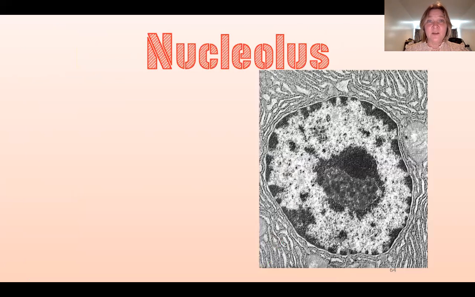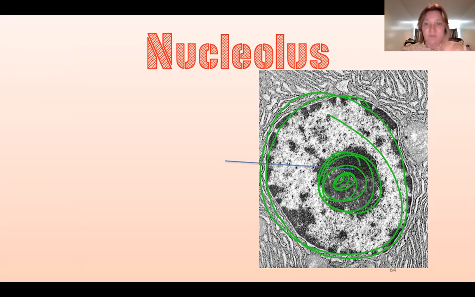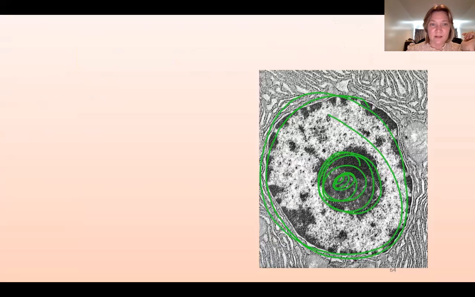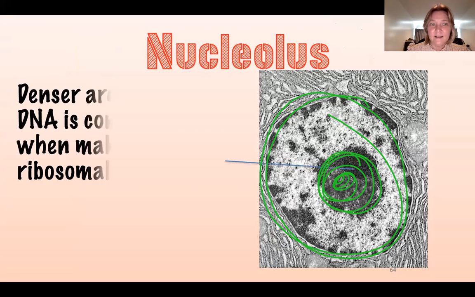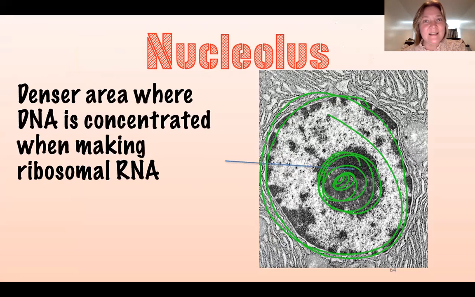Now, I mentioned in a previous slide the nucleolus. This is kind of a tricky word because it's very close to nucleus, but this is the nucleus right here. And then this darker area is called the nucleolus. So the nucleolus is a denser area in the nucleus where DNA is concentrated when it's making ribosomal RNA.